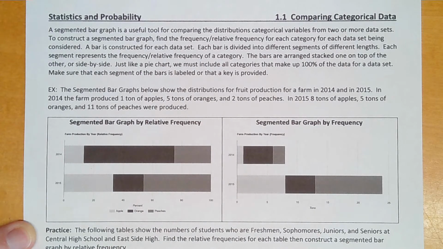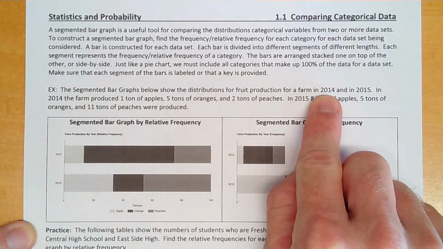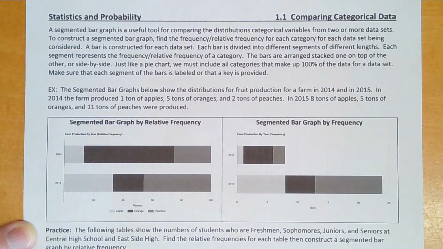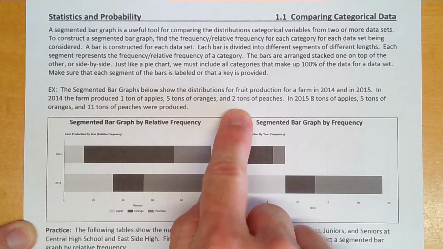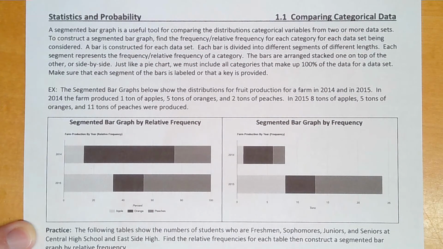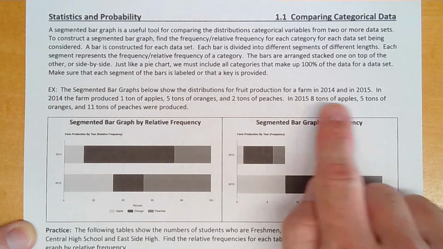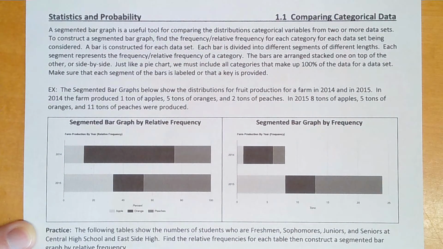So I have this example right here. The segmented bar graphs below show the distributions for fruit production for a farm in 2014 and 2015, right? So our two data sets are from 2014 and 2015. In 2014, the farm produced 1 ton of apples, 5 tons of oranges, and 2 tons of peaches. In 2015, it produced 8 tons of apples, 5 tons of oranges, and 11 tons of peaches.